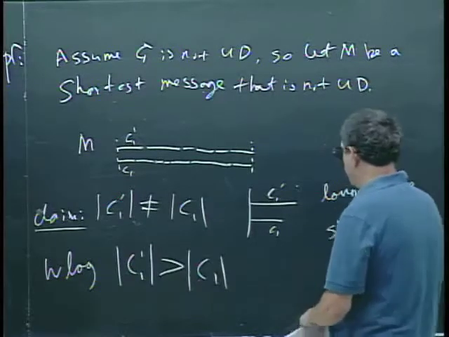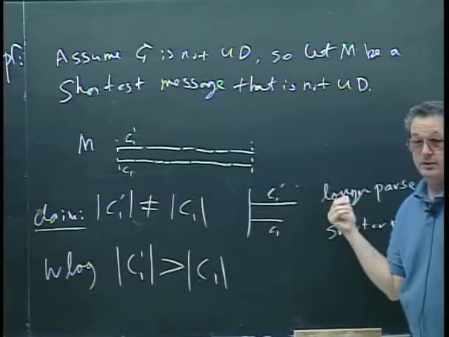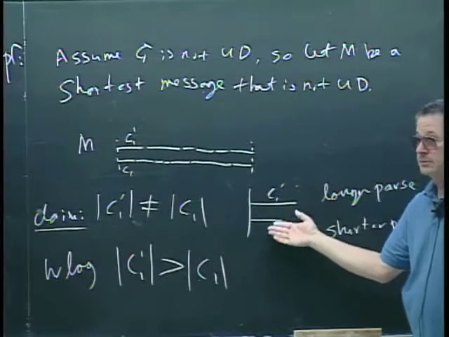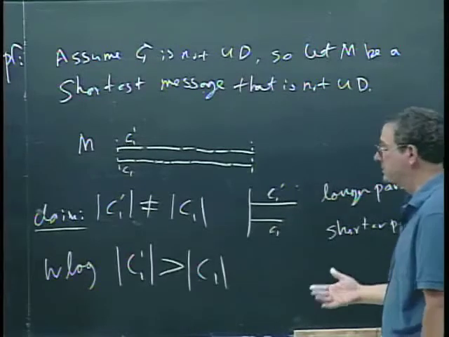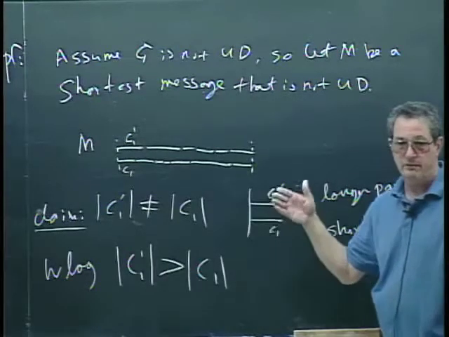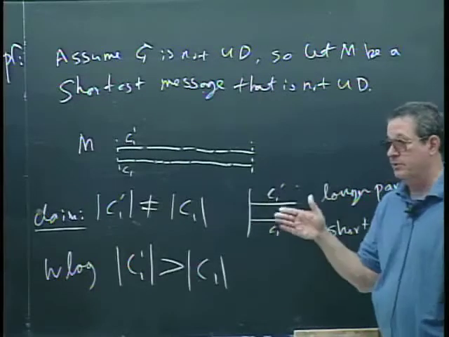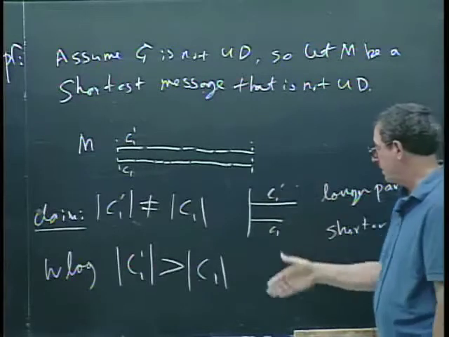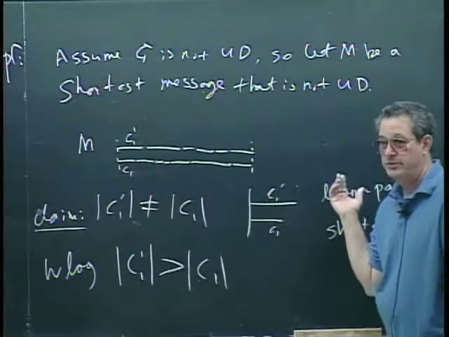That is, we have one parse that's proceeded further into M than the other one, strictly further than the other one. And we're going to keep that as an inductive assumption until we get to the very end of M. And we're never going to have a place where the two lengths of the two parses are equal until we reach the very end of M.